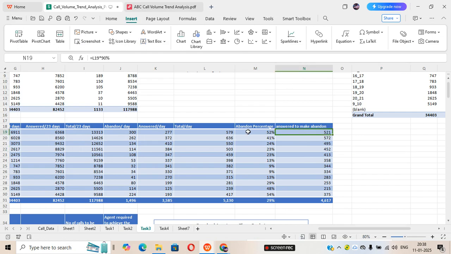After calculating the abandoned percentage, for getting this reduced to 10 percent, we calculate it by using total per day into 90 percent. Multiplying it, we got the answers. The same way we will be getting it for all these time brackets also.